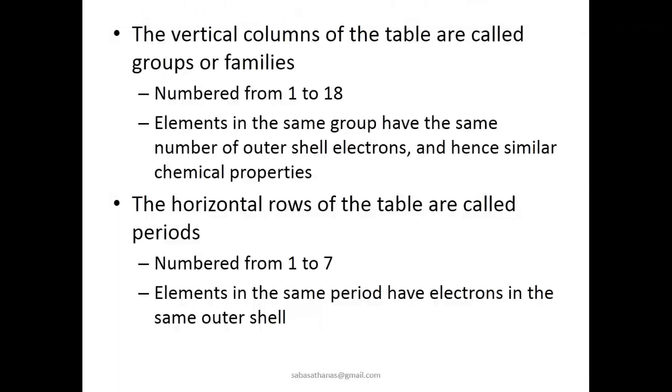18, and the elements in the same group have the same number of outermost shell electrons, and hence similar chemical properties. And then the horizontal row of the table are called periods. Na katika period kuna period ya kwanza mpaka ngapi? Ya 7. And the elements in the same periods have electrons in the same outer shells.